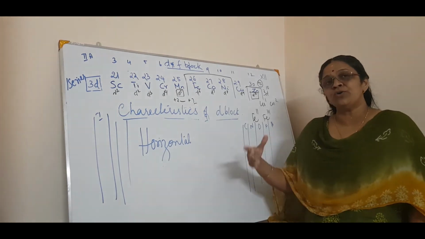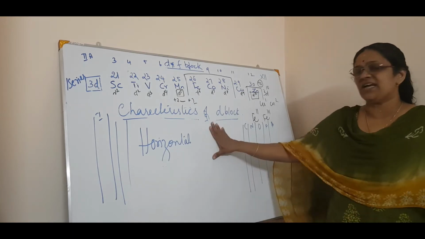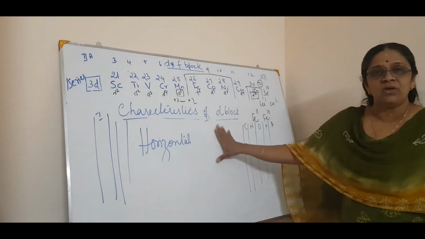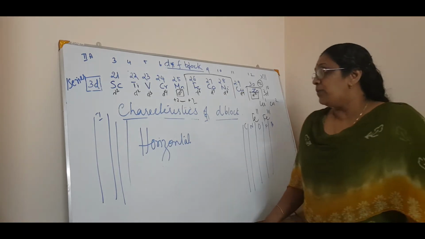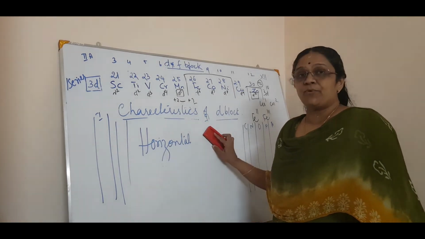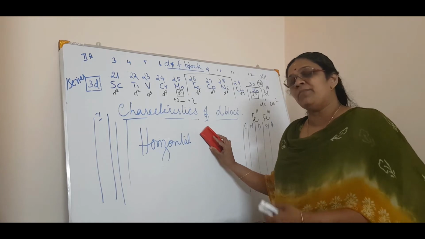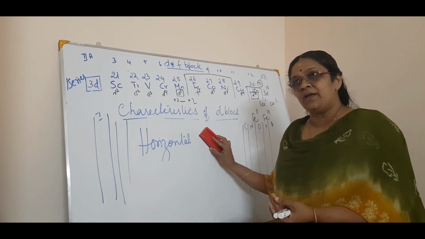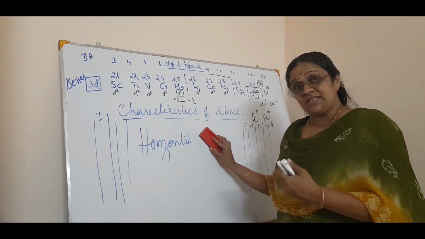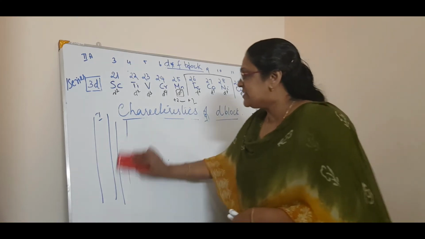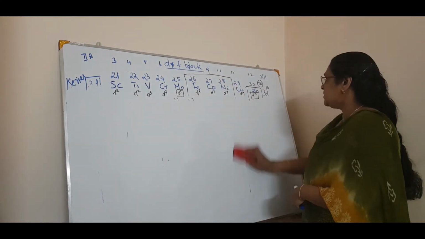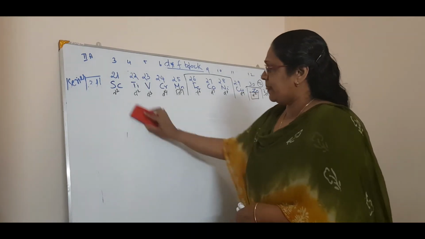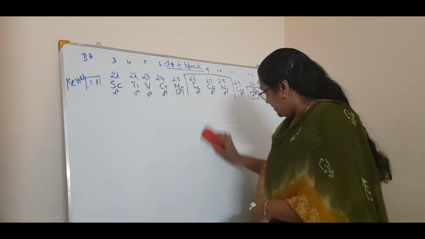Now we will move on to the physical properties. This is the general configurational trend coming into that section. Now we will see the physical properties one by one: melting point, boiling point, ionization enthalpy, then oxidation state, and so on. We will see them one by one. First is the physical property.